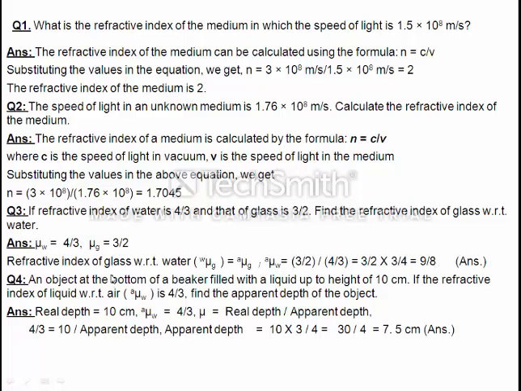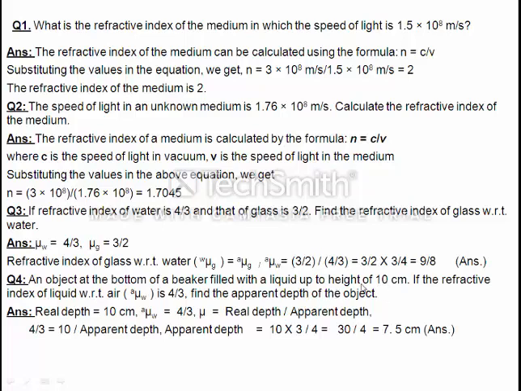Now again here it is given, and it is a hot question which is rarely asked in your board exam, but in competition exams this question has been asked many times: an object at the bottom of a beaker is filled with a liquid up to a height of 10 centimeter. If the refractive index of the liquid with respect to air is 4 by 3, find the apparent depth of the object. Means the real depth is given, that an object is at the bottom of a beaker filled with a liquid up to a height of 10 centimeter.